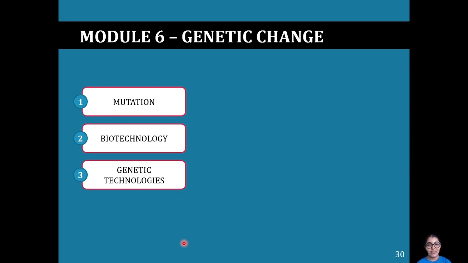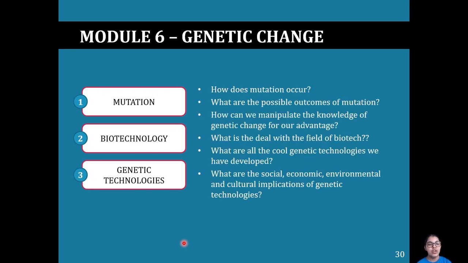So we're looking at 3 specific dot points. We're looking at mutations, we're looking at biotech, and we're going to look at genetic technologies. So we are going to focus on these specific questions. We're going to look at how mutation occurs. We are looking at what the possible outcomes of a mutation are. How can we actually manipulate the knowledge of genetic change for our advantage?